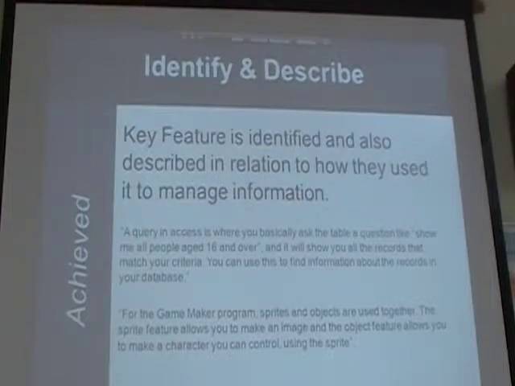For the Game Maker program, sprites and objects are used together. The sprite feature allows you to make an image, and the object feature allows you to make a character you can control using the sprite. So those are description type level statements.